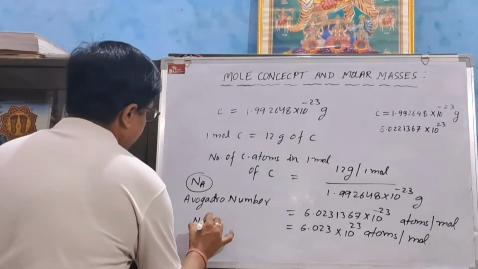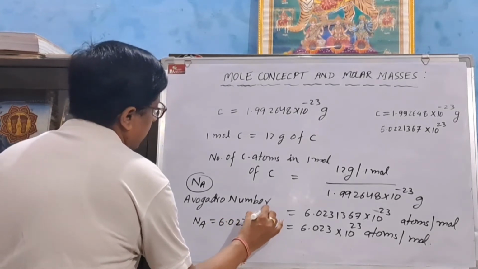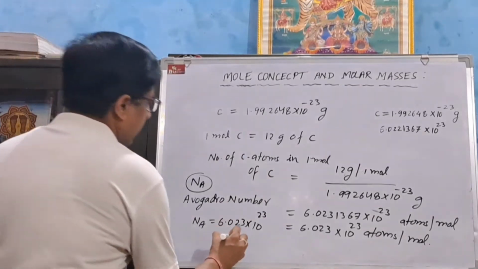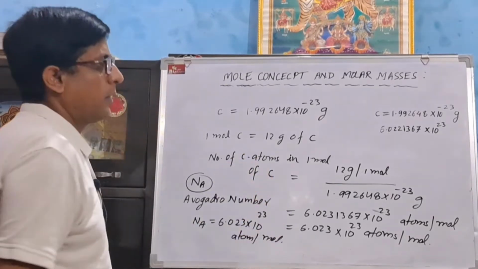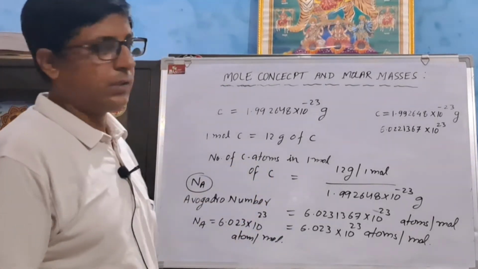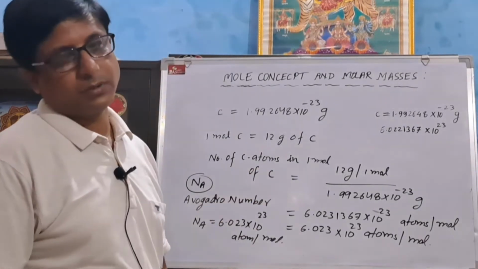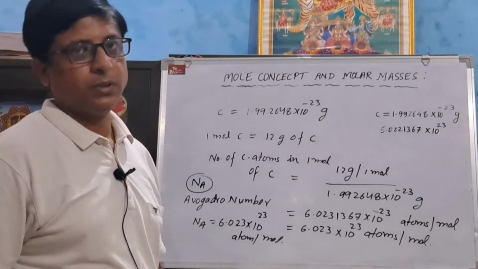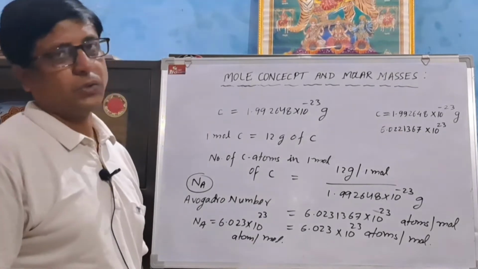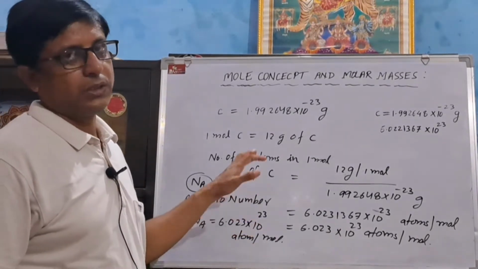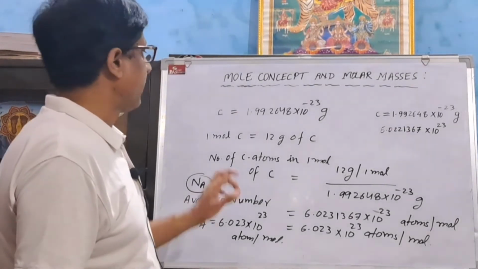Thus, Nₐ is equal to 6.023 × 10^23 atoms per mole. Please note that this number is the same in case of any substance. If we take 1 mole of sodium, then there are 6.023 × 10^23 sodium atoms. This number does not change with the substance. This is a constant. It is known as Avogadro number.